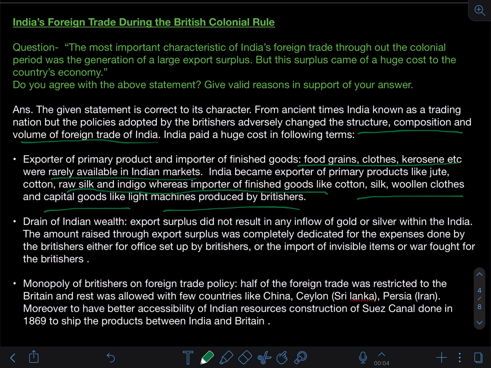Second thing, drain of Indian wealth. Drain means something reducing. Indian wealth started reducing because of the export surplus that they were getting.